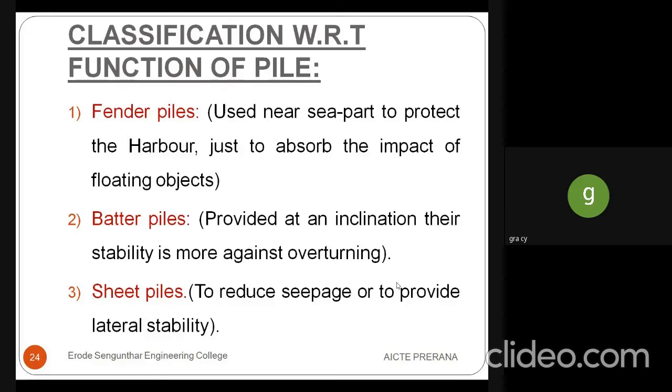So next topic is classification with respect to the function of pile. First topic is fender piles. It is used near the sea port to protect the harbor, just to absorb the impact of floating objects. Then second topic is batter piles. Provided at an inclination, their stability is more against overturning. Then third topic is sheet piles, to reduce seepage or to provide lateral stability.